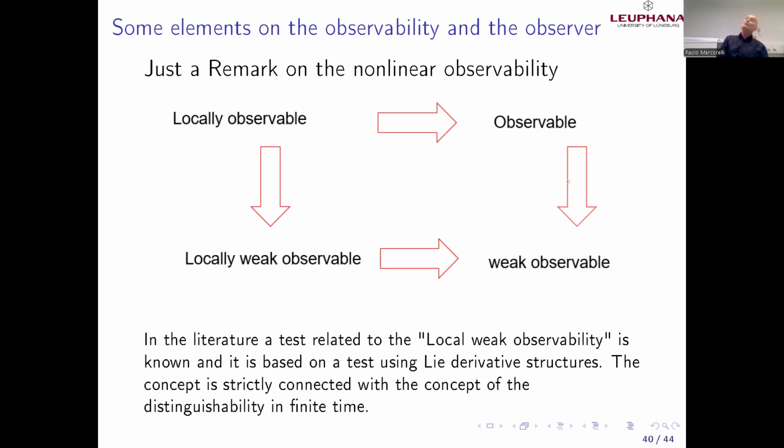If you remember, just for a few seconds, the concept of observability for a linear system was a little bit, let me say, easy. First of all, we have just one concept, not 4 possible definitions. We have just one definition. Of course, in this course, I didn't insist on observability, and I will not insist now.